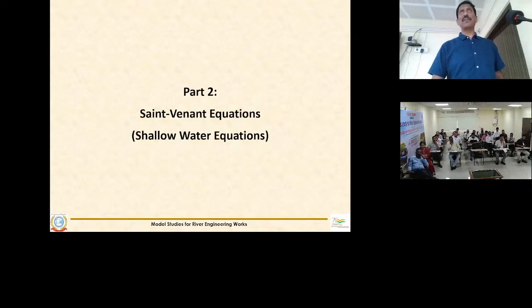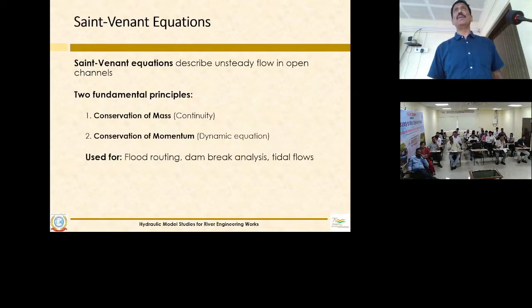So the shallow water equations are the fundamental equations on which our model depends. The Saint-Venant equation is the conservation of mass and conservation of momentum basically. Mass is the continuity equation and conservation of momentum is the dynamic equation that we use. And this is used for complex analysis like dam break analysis where the flow is rapidly varying. So hydrograph analysis, flood routing, tidal flows, then it becomes unsteady flow and you have to go with the momentum equation.